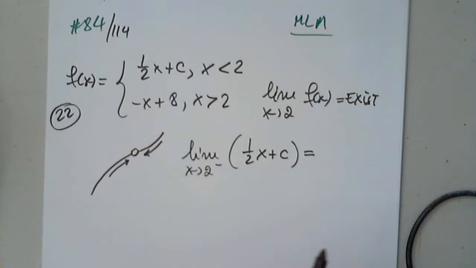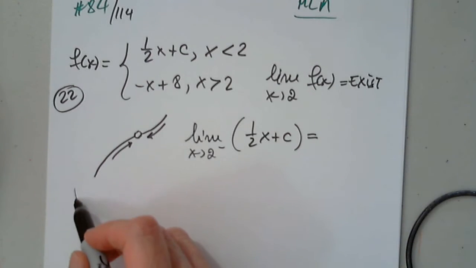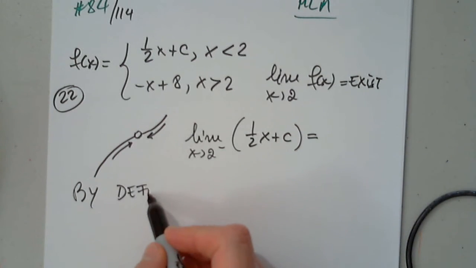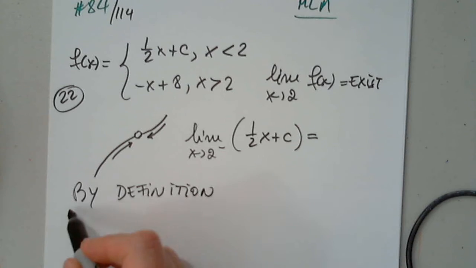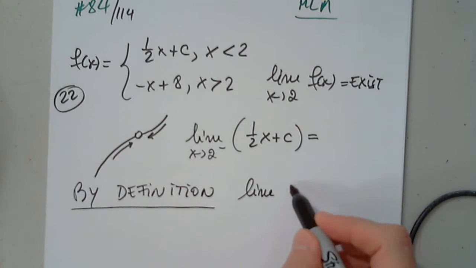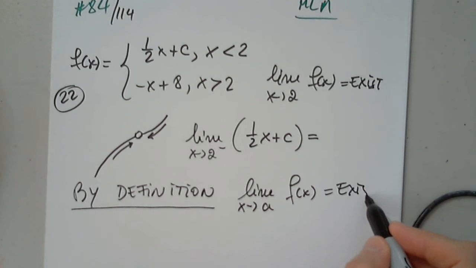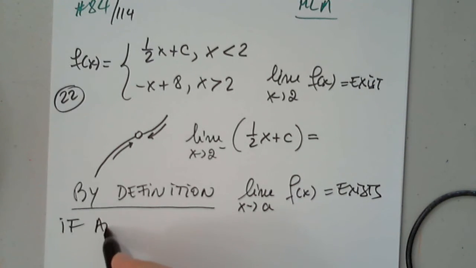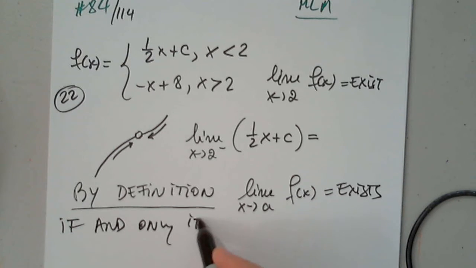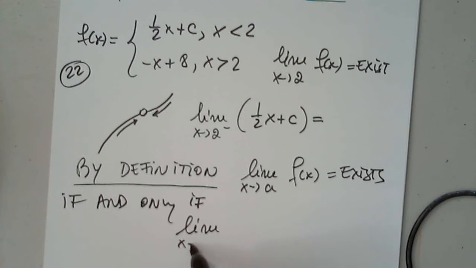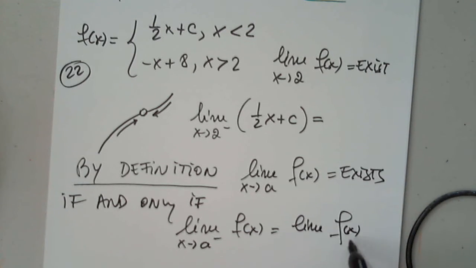I'm confused. Why are you trying to solve for the limit from the left? Because the question was just asking to find the limit of. Very good. By definition, the limit of f of x as x approaches a from either side exists if and only if the limit as x approaches a from the left equals the limit as x approaches a from the right.